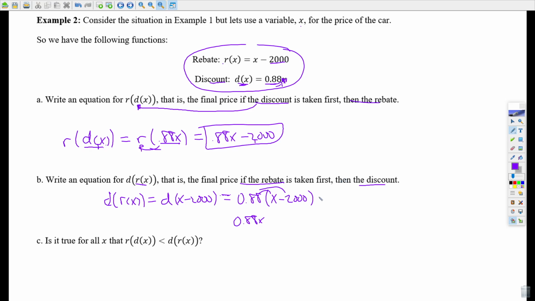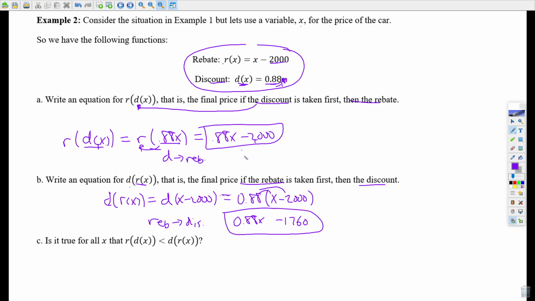That would be 1760. So hopefully you could see comparing these two answers. All right, let's go over this again. This would be rebate first, then discounts. This is R, rebate, then discount. That's the equation. Up here, you're doing discount, then rebate.